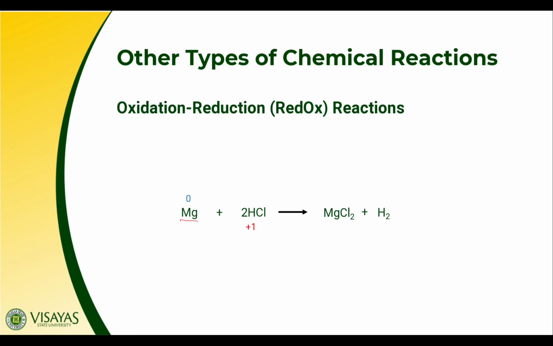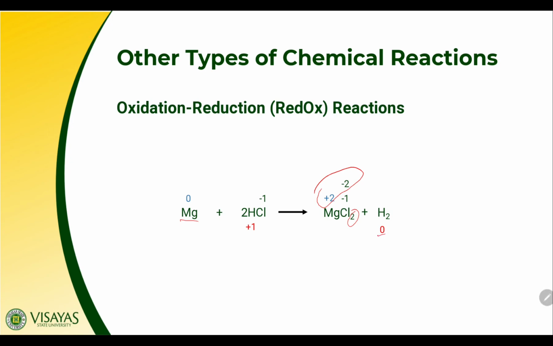We know that hydrogen in the compound has a positive 1 oxidation number. Therefore, since hydrochloric acid is a neutral compound, our chlorine here should have a negative 1 oxidation number. Since we have 2 chlorine atoms, in the compound we have a negative 2 for chlorine. Since magnesium chloride is a neutral compound, our magnesium should have a positive 2, because when you add positive 2 to negative 2, you'll get a 0. Hydrogen here, on the other hand, is uncombined, so it should have a 0 oxidation number.